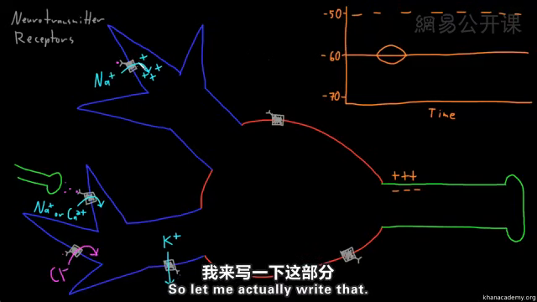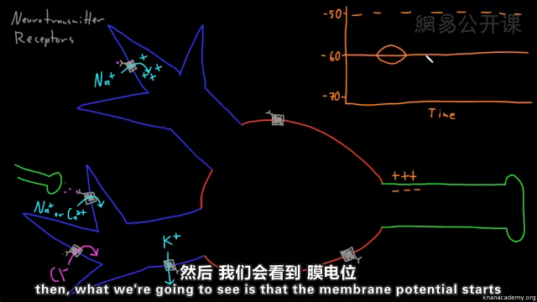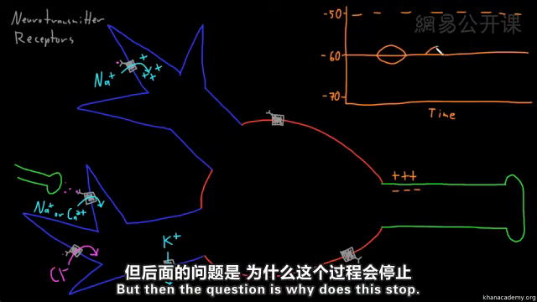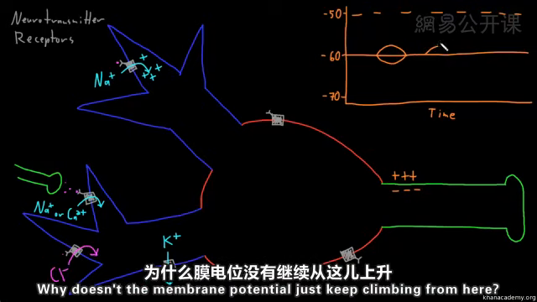So let me actually write that. So this piece of the membrane then, what we're going to see is that the membrane potential starts to move to a less negative value. But then the question is, why does this stop? Why doesn't the membrane potential just keep climbing from here?